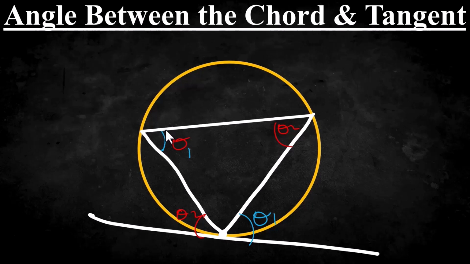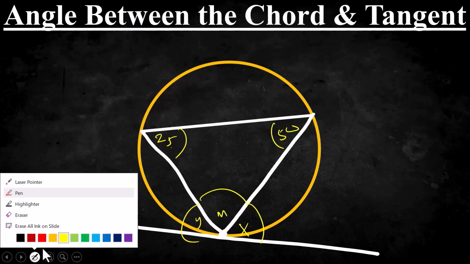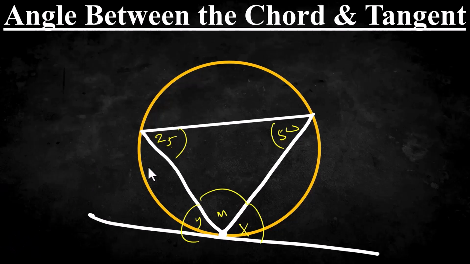Now let's talk about this. We have 50 here, we have X here, we have 25 here, we have Y here, and then we have M here. If you have to solve for M, X, Y: from here, Y is 50, then X is 25. And this one is angle in a straight line, which adds up to 180.